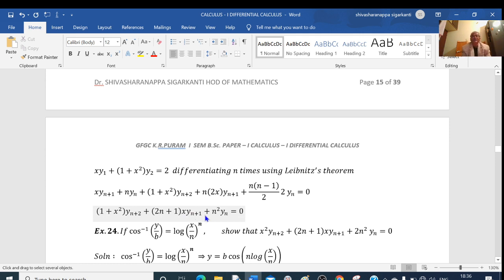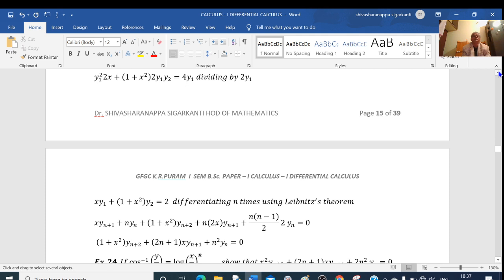Then we write y_n terms. One y_n term is here. Here I can cancel this 2 and 2. Here I am getting n square minus n. Taking y_n as common factor, I am getting n square minus n plus n. Okay, so minus n plus n gets cancelled. I am getting n square into y_n is equal to 0. So this is the required equation.